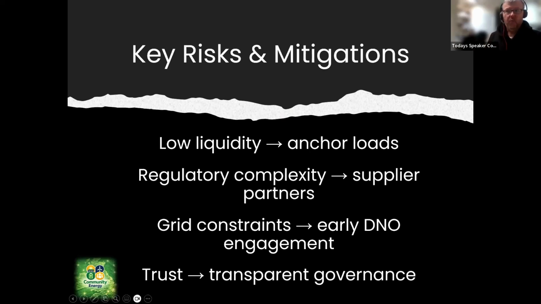So what are your risks when you're thinking about setting up a club, and how do you mitigate that? So the first risk is low liquidity. We don't have any money, is the short version of that. So how do you mitigate against that? Well, it's all about these anchor loads.